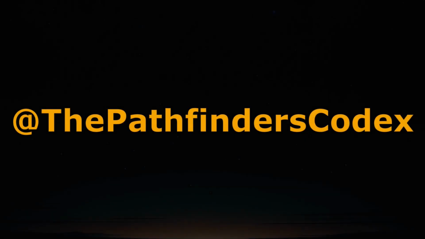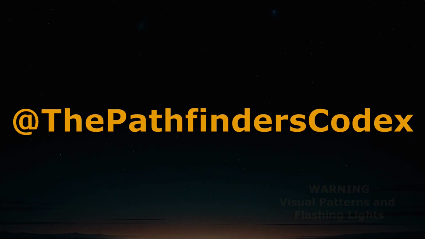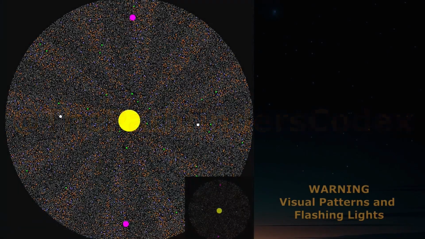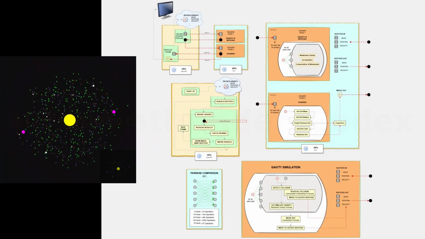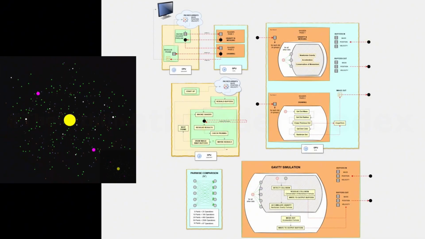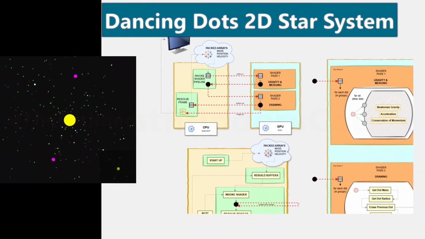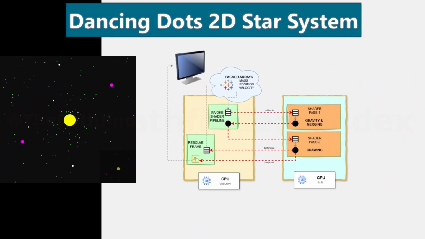Welcome back to the Pathfinder's Codex, where we're doing some exploratory programming to learn new things. Let's implement Newtonian gravity on a graphics card and learn some new techniques that you can apply to your Godot projects. Here's the fun prototype that you can download and try yourself. Introducing the Dancing Dots 2D Star System Particle Shader.